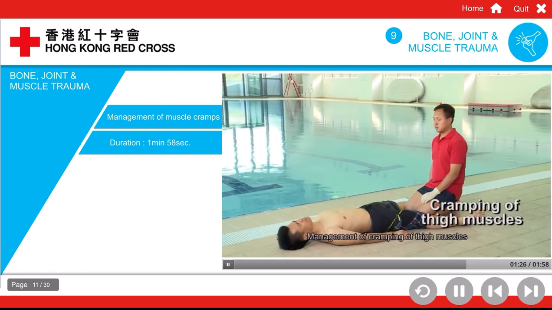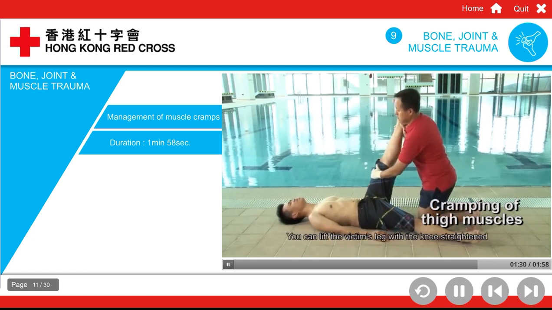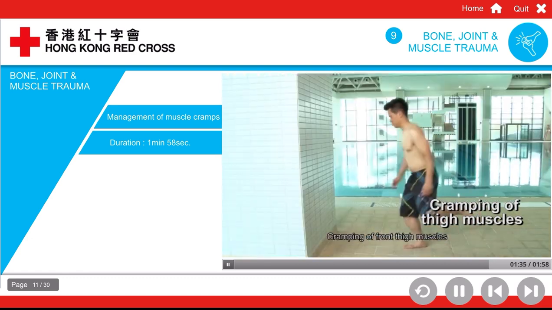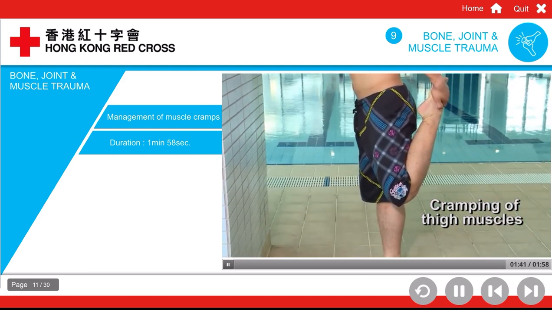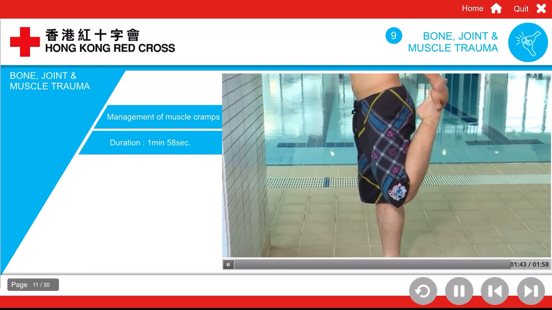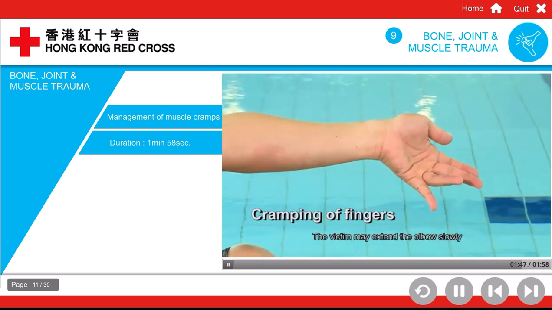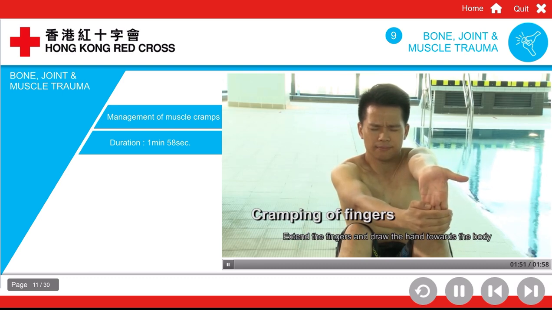Management of cramping of thigh muscles. Cramping of back thigh muscles. You can lift the victim's leg with the knee straightened. Cramping of front thigh muscles. The victim can stand and lift the foot up with his or her knee bent back. Cramping of fingers. The victim may extend the elbow slowly. Extend the fingers and draw the hand towards the body.